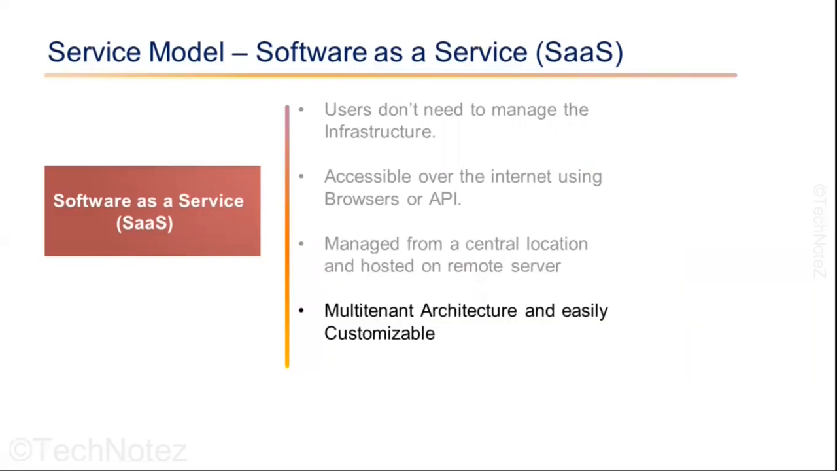Software as a service is a multi-tenant architecture and easily customizable, which means multiple users run their resources on shared infrastructure and use the same computing resources. The data and workload of each user is logically separated and remains isolated from the data of other users. SaaS is easily customizable and designed to fit any organization's unique requirements without changing the organization's infrastructure.